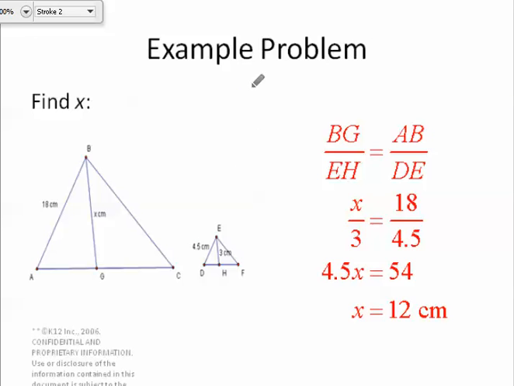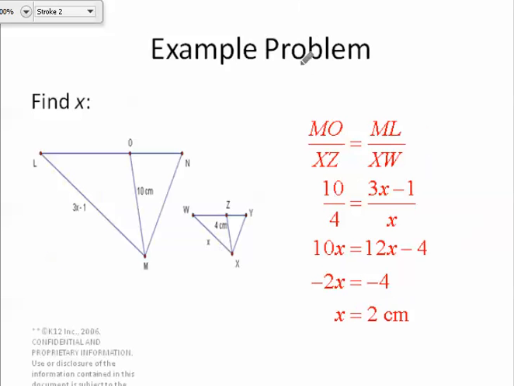Okay? So here's an example of it. I've got a bisector here. We don't know how long it is. Okay? But we do have the side measurements on two triangles and the bisector on another triangle. So we can say 18 divided by 4.5 will be equal to x divided by 3. Solve it. Not that hard. Means and extremes.